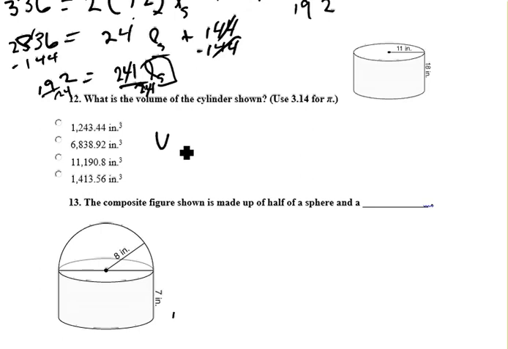Volume of a cylinder. It's just the surface area of the circle, pi r squared, times the height. Okay, so r is 11, r squared would be 121. 11 times 11 is 121, and pi is pi. And we're supposed to use 3.14. I'm using 3 today because I don't have my calculator. So I'm going to do 121 times 18.